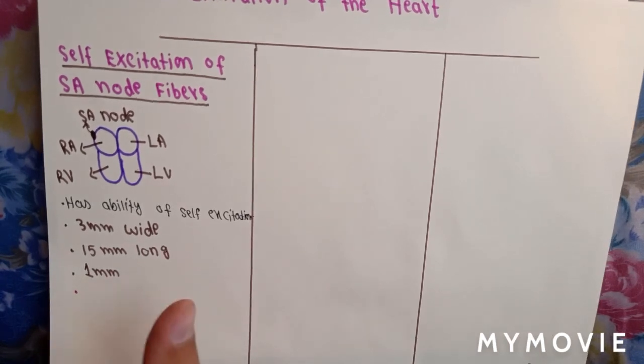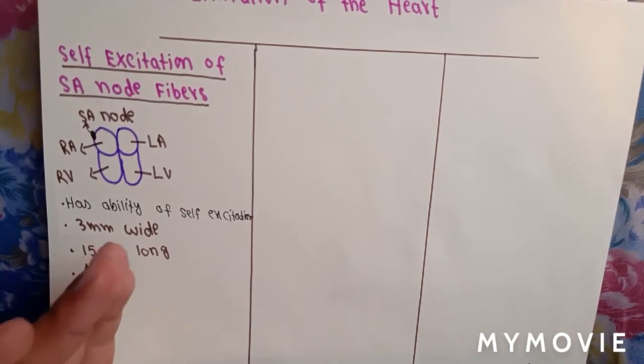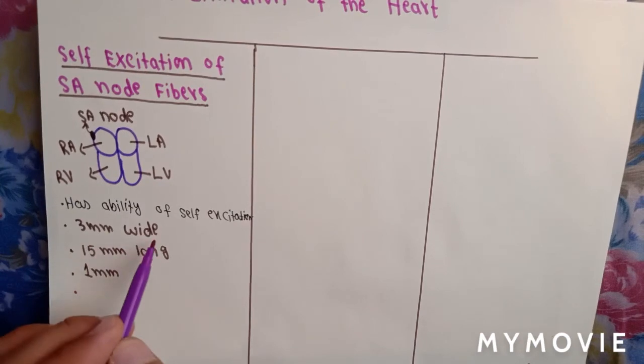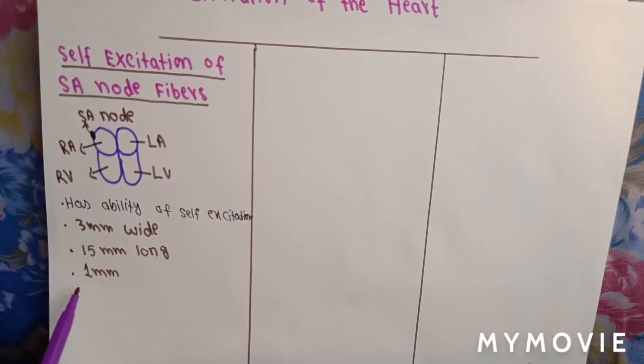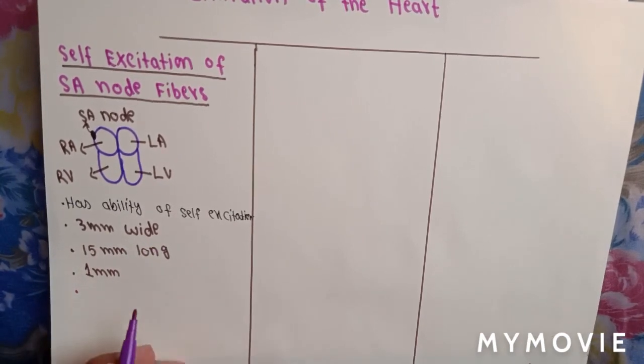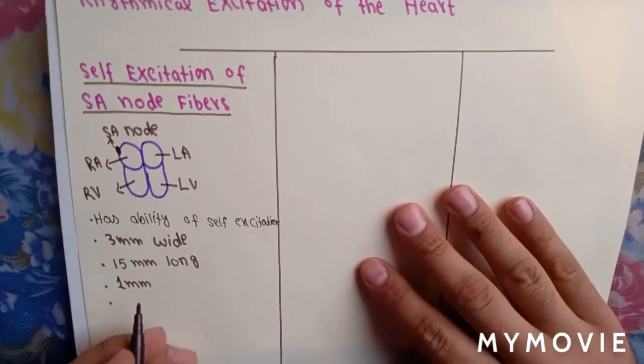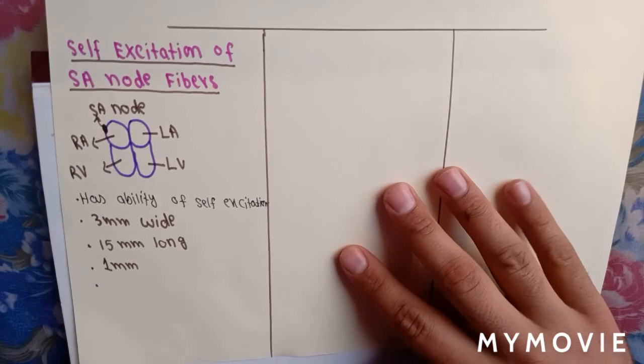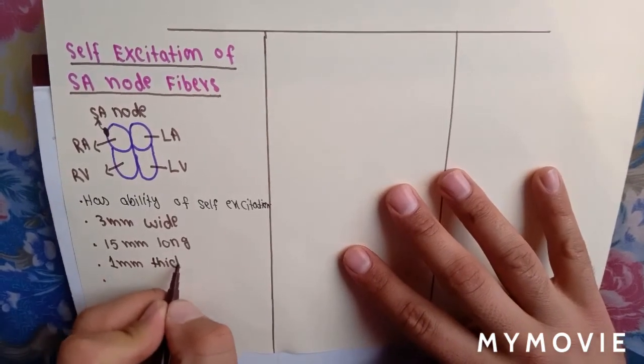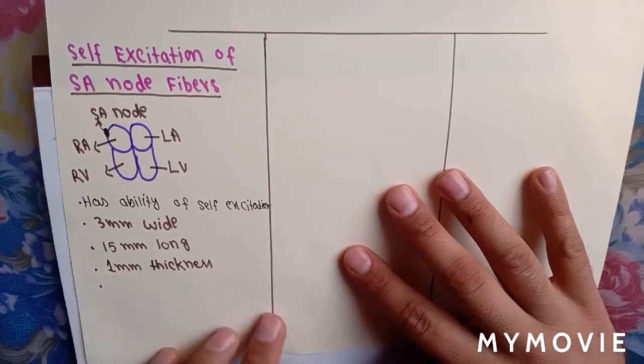Second, what is the diameter, what is the length, and what is the width? It is about 3 millimeter wide, about 15 millimeter long, and about 1 millimeter thick. So its thickness is about 1 millimeter. This is the thickness of a SA node.